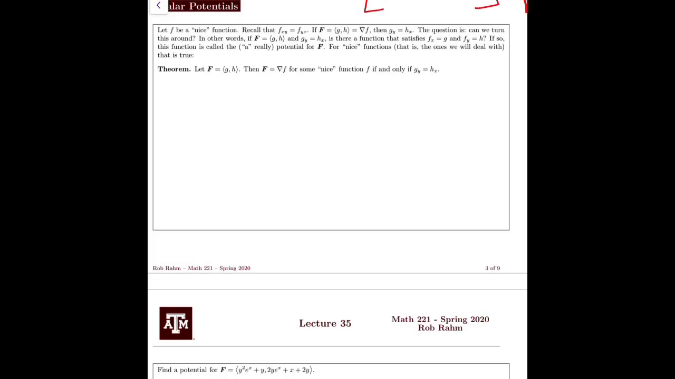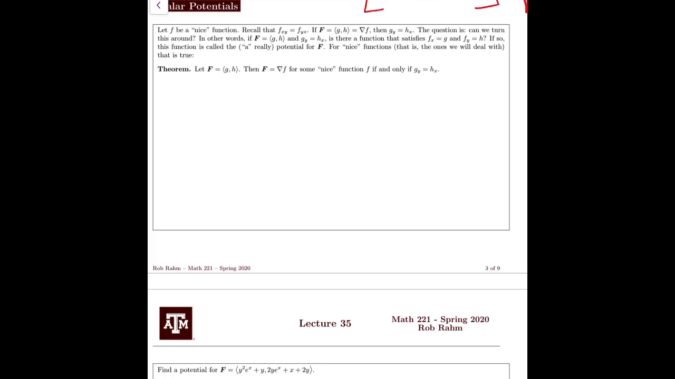Okay, the main use of the theorem that we're talking about is you're given a vector field and you want to find the line integral of that vector field, but you don't know whether or not that vector field is a gradient of some function. And that's what we're going to talk about in this video. So let f be a nice function.